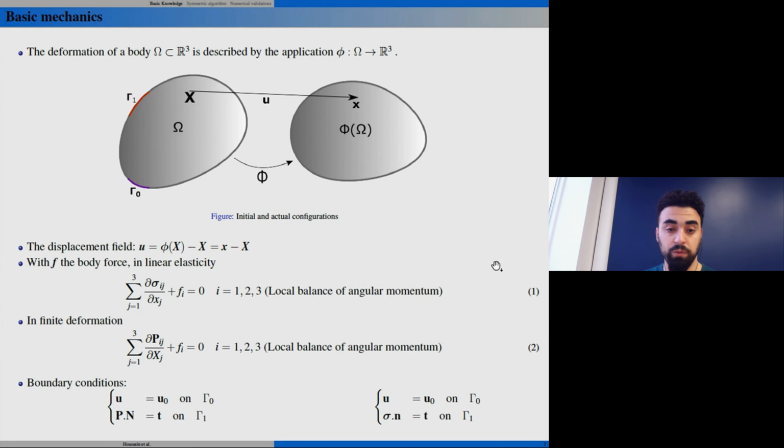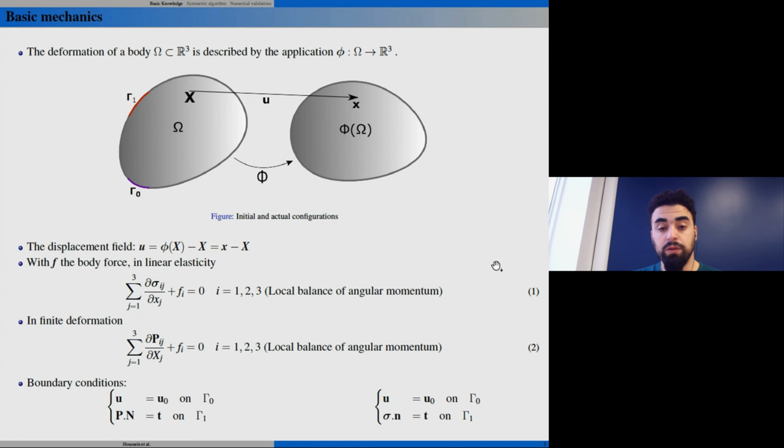We will take a body omega in its initial configuration. If we apply a force at omega, it will become phi omega. Phi represents the deformation. And if we take big X, a material point at omega, it will become small x. The displacement field will be small x, the actual position, minus big X. And this displacement field will be our unknown in the following.